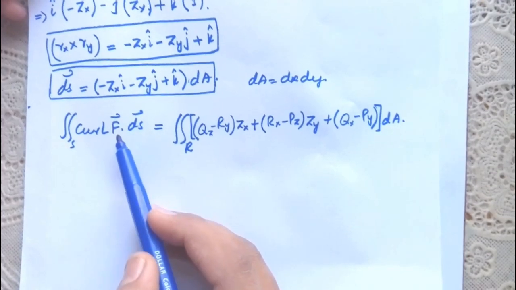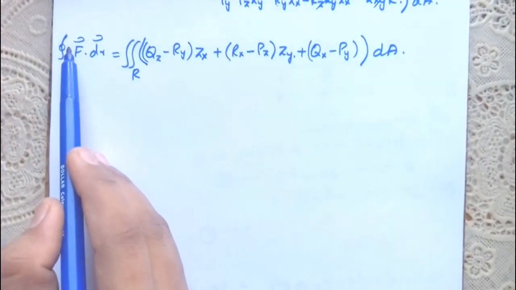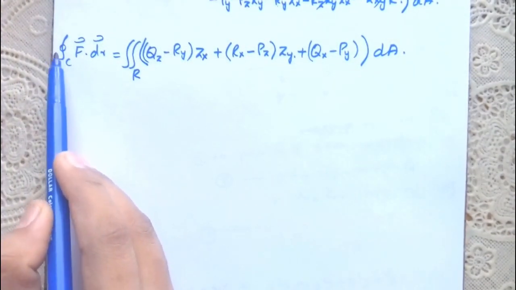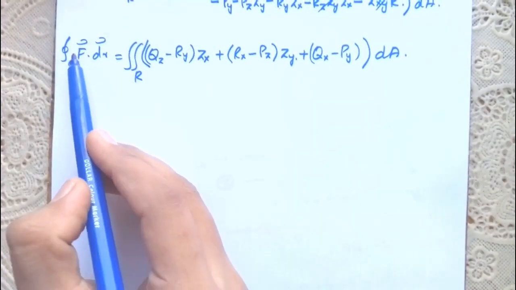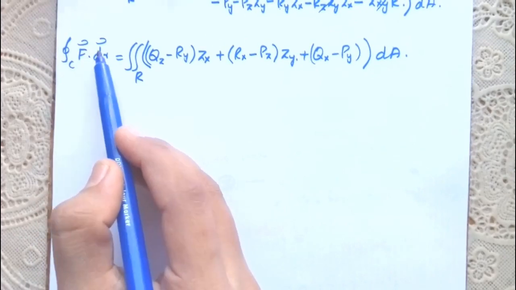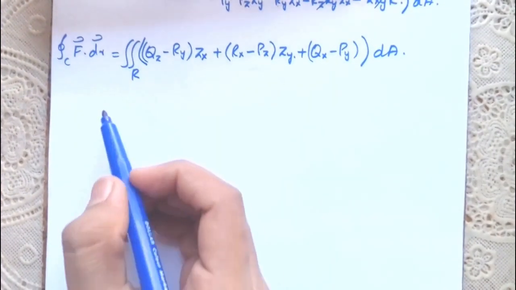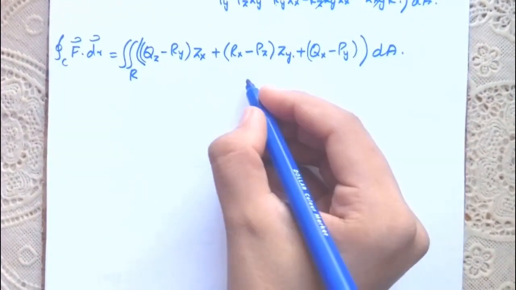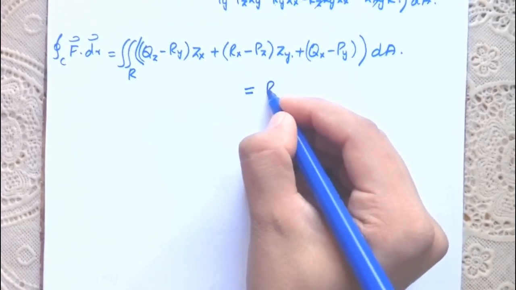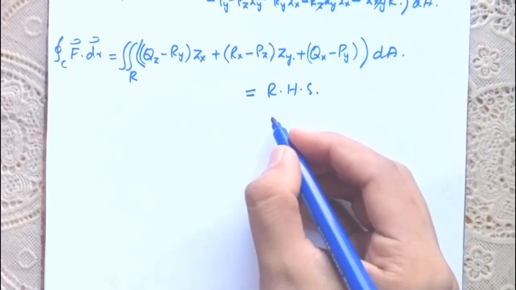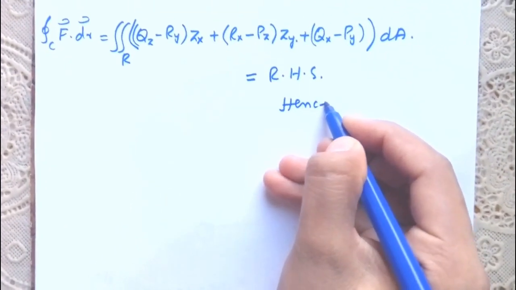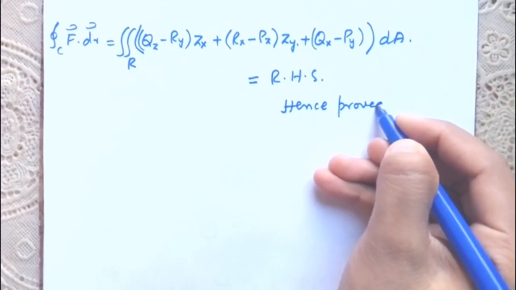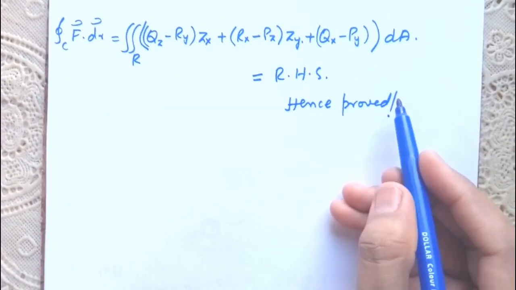And finally this expression is the same as this expression, and this expression is equal to the surface integral of curl of f dot dS, and it is equal to the line integral over the closed curve C, which is the boundary, of the vector field f dot dr. Meaning this expression is equal to the right hand side. Thus we are done. Hence proved. That's it.